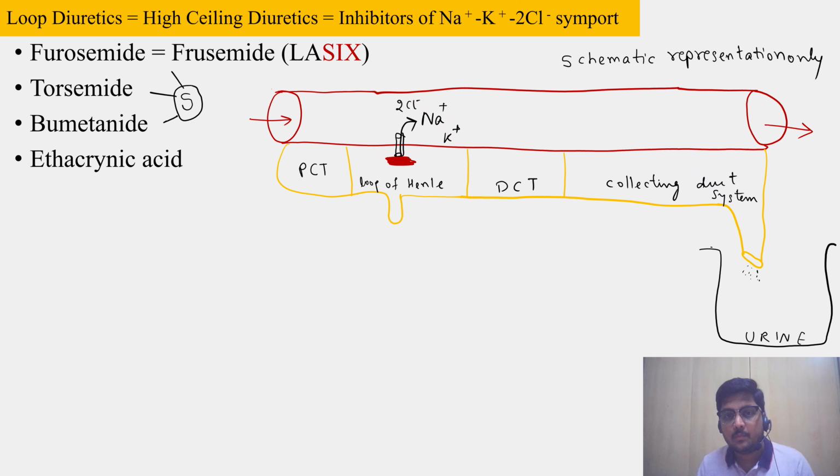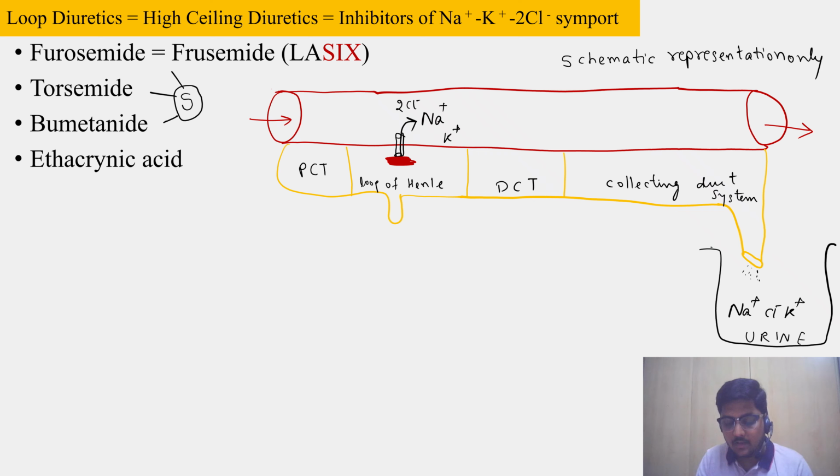So they keep moving to the DCT. They keep concentrating in the DCT, reach the collecting duct tubule and then reach the urine. Sodium will be excreted, potassium will be excreted and chloride will also be excreted. So loop diuretics excrete sodium, chloride, potassium, and obviously water along with these electrolytes, right?